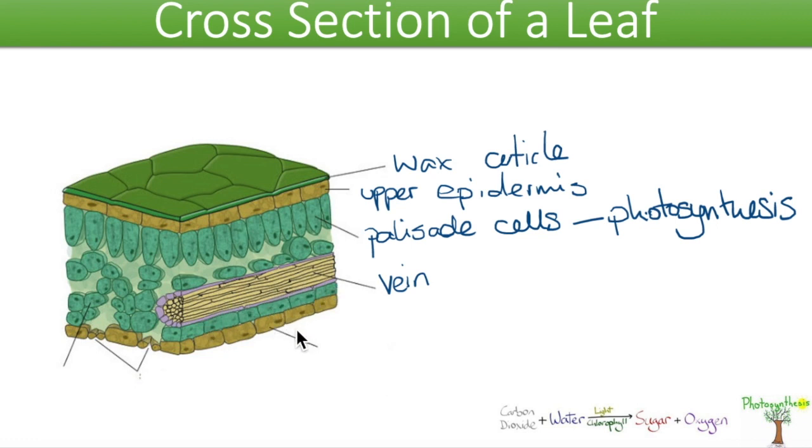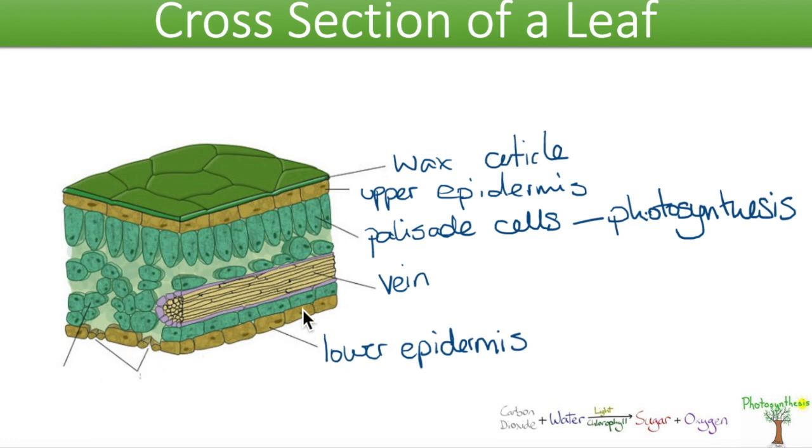Okay, the next layer underneath here is called, well, if this was the upper epidermis, this would be the lower epidermis. Now you'll notice there's not really a waxy layer at the bottom, and that's because the water doesn't normally come from underneath the leaf, does it? It gets wet from the top. So this is just a lower, single layer of cells.